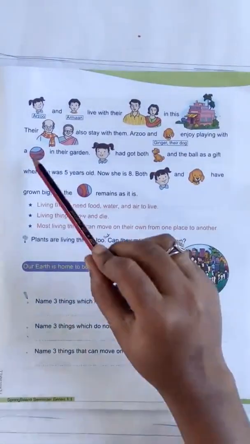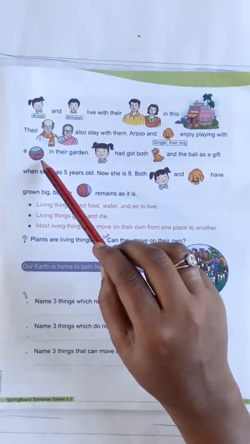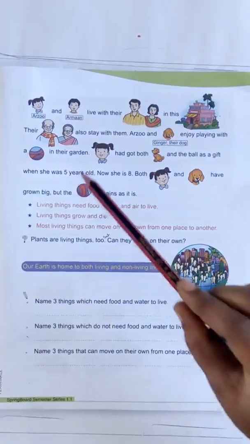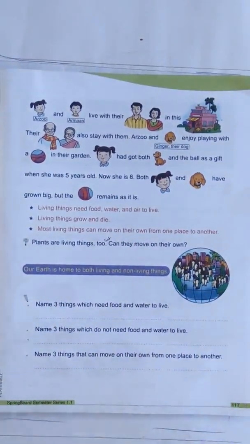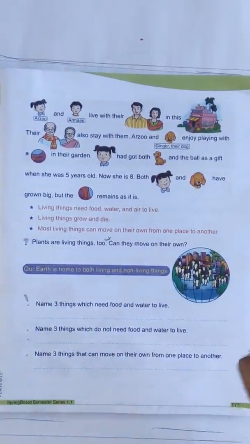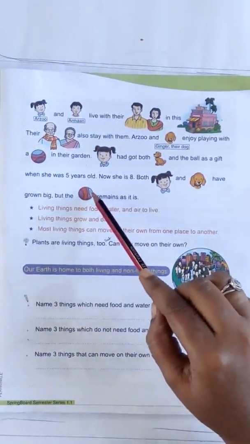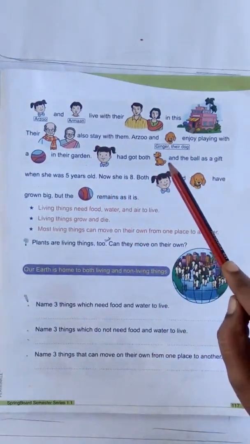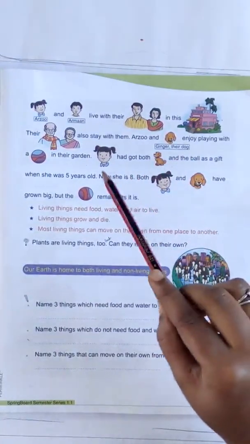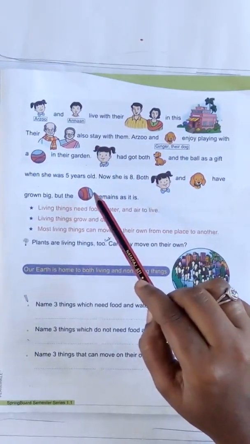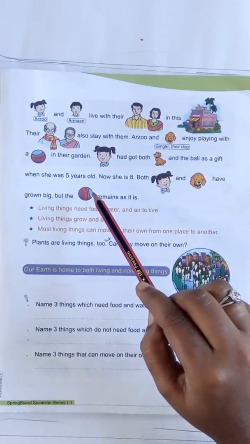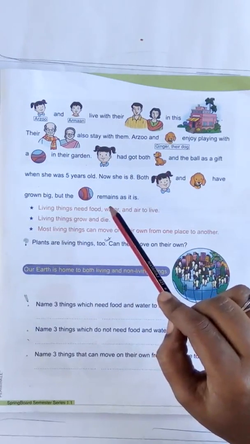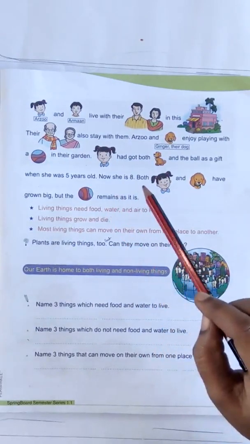And what about the ball? Is the ball a living thing? No. Ball is a non-living thing. Why? Because the ball does not need water, food and air, but the ball is movable. But it needs someone to move it from one place to another place. Understood, children?